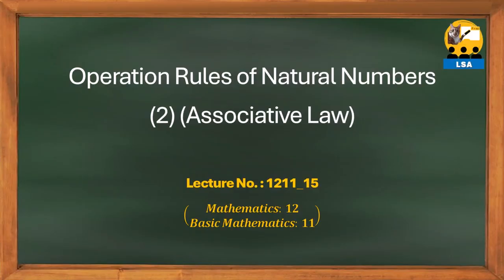In the last lecture, we studied the commutative law, among the 3 representative operation rules applied to the 4 basic operations of natural numbers. Today, we will continue by studying the associative law. We will cover the distributive law and the order of operations in the next video.